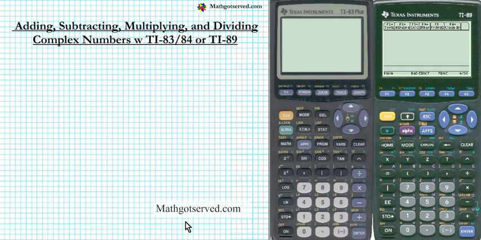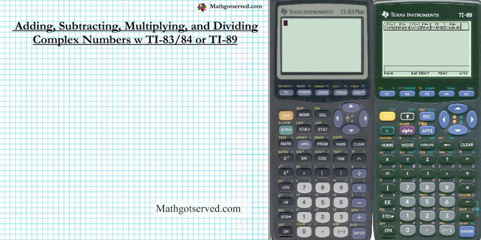Good day, students. In this clip, we're going to be going over some examples on how to add, subtract, multiply, and divide complex numbers using a TI83 or TI89. The procedures that I'm going to show you for the TI83 also apply to the TI84 calculators. Alright, so let's go ahead and get started.